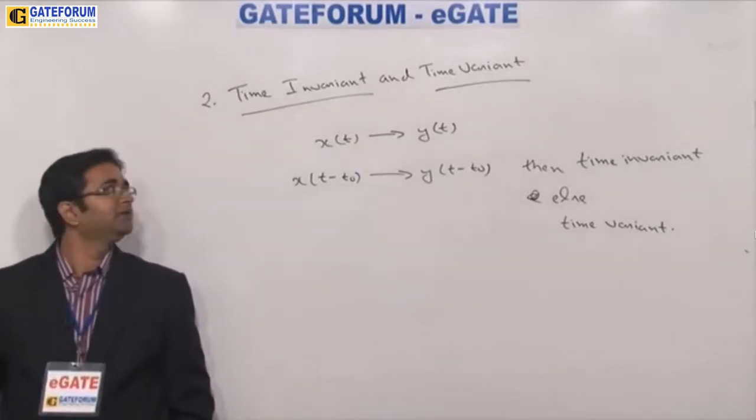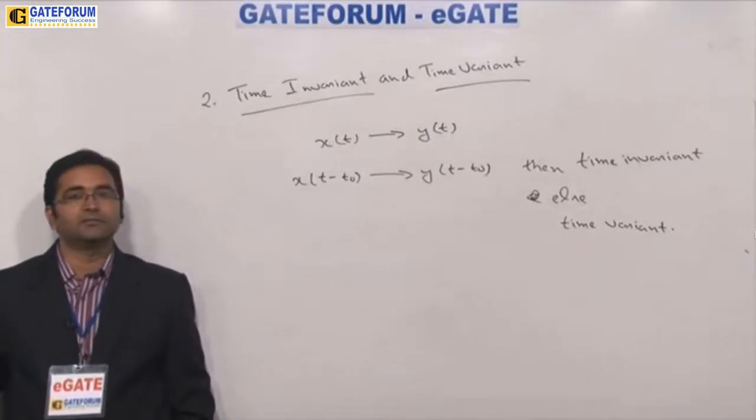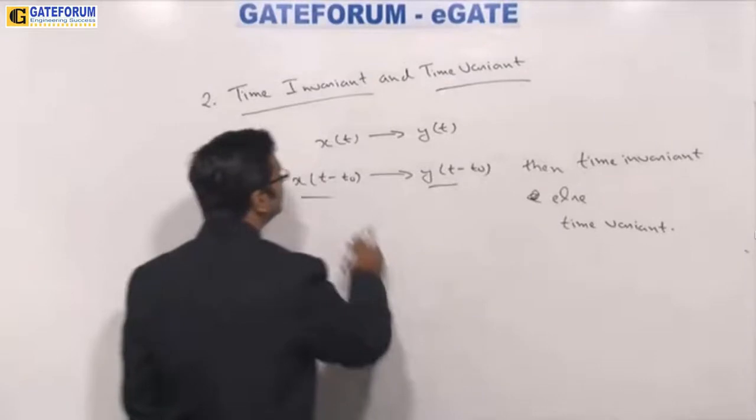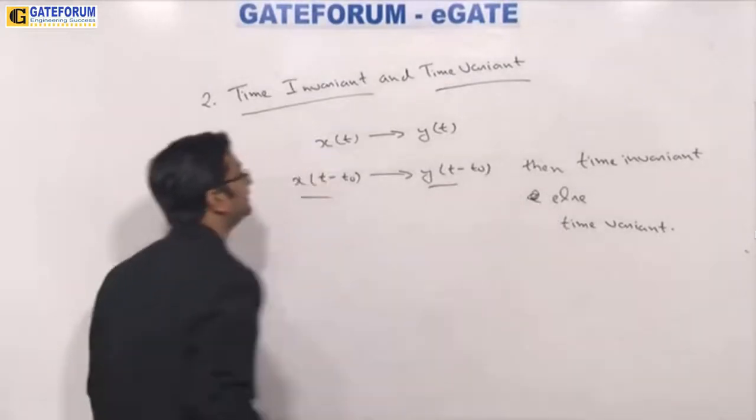Okay, that is time invariant and time variant systems. If the shifting is the same for input as well as output, it is time invariant. If the shifting is different, it is time variant.